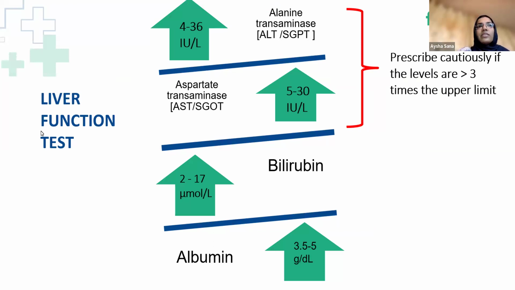Now we also need to understand the normal functions of the liver, which help us in dose modification for various drugs. First important thing is the SGOT and SGPT value. The normal is 4 to 36 IU per liter for SGPT and 5 to 30 IU per liter for SGOT. So if the patient's blood SGOT and SGPT value is more than 3 times the upper limit of normal, we have to consider dose modification for hepatotoxic drugs. And then comes the bilirubin, that is 2 to 17 micromole per liter as normal, and albumin is 3.5 to 5 gram per deciliter. So these are the normal parameters we have to keep in mind.